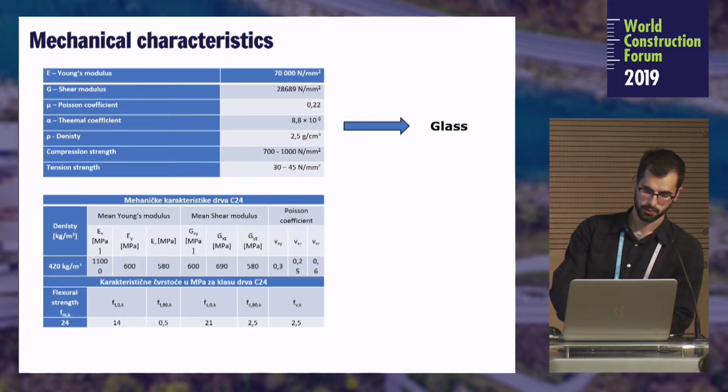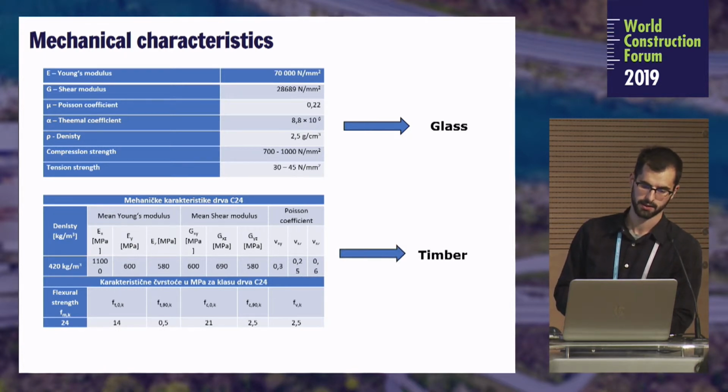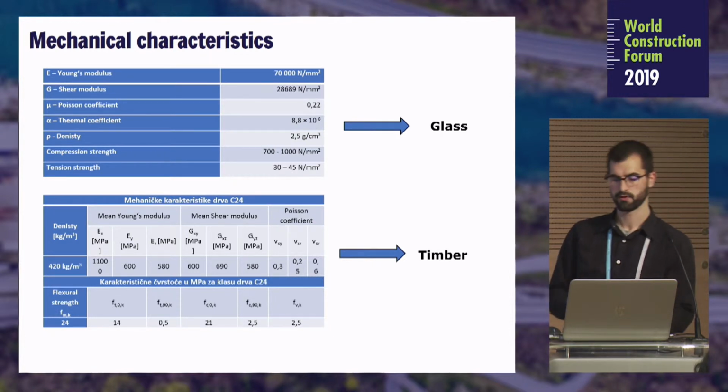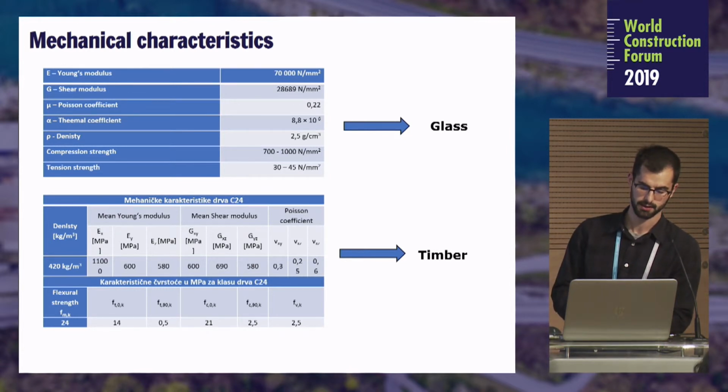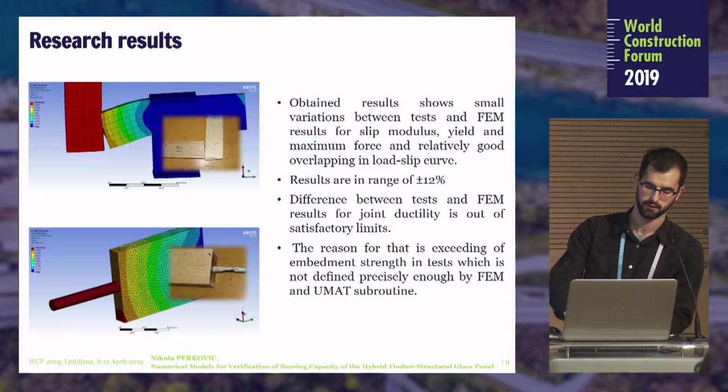So just to show you quickly how we define the material mechanical characteristics of materials. These are the main parts, glass and timber. Before this, we actually measured the characteristics in the laboratory, so that was kind of input data for our model.